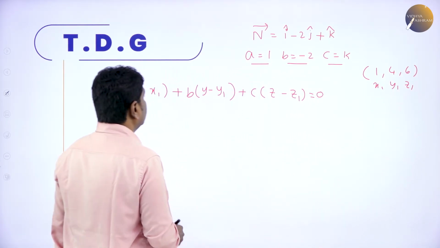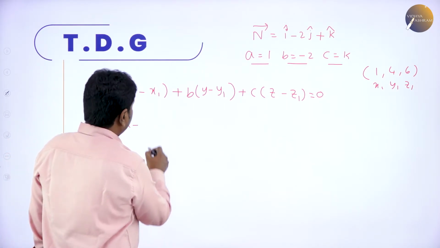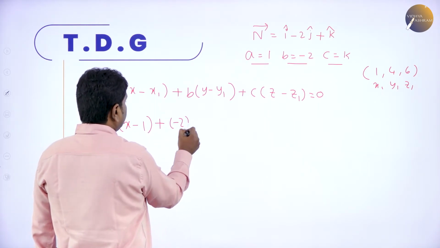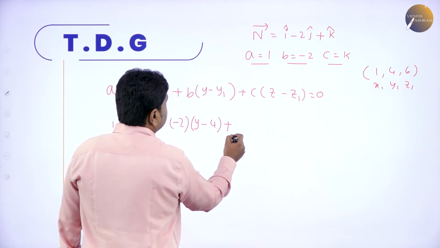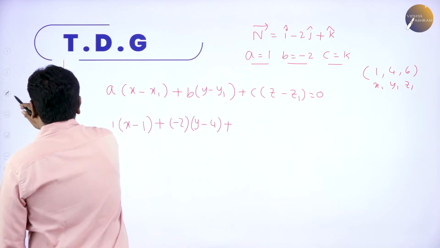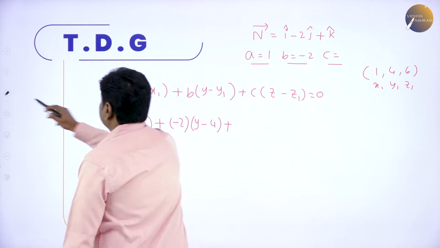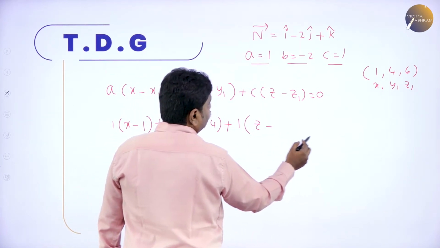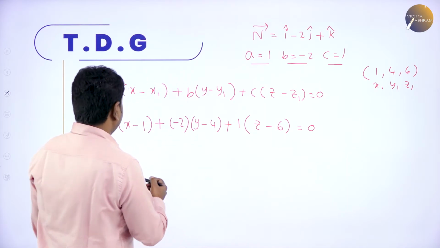Substitute in it. a is what? 1. 1 into x minus x1, what is x1? 1, plus b, what is b? Minus 2 into y minus y1, what is y1? 4, plus c. c is the coefficient of k, which is 1. 1 into z minus z1, what is z1? 6, is equal to 0. So 1 4 6.